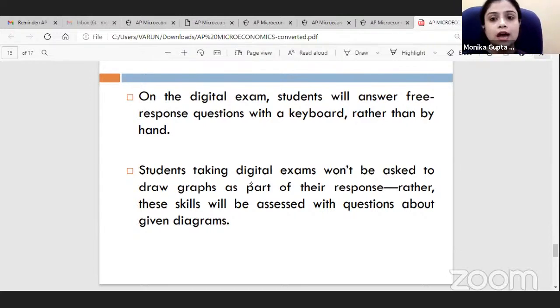Students also have a doubt: when we are opting for the digital exam, how are we going to prepare a graph? In that section, when you're taking the digital-based exam, you do not need to draw a graph. Your skills are going to be checked by giving you the diagrams or the graph, and they are going to frame the question in that sense only. So there is no need to draw the graph if you're taking the digital exam.